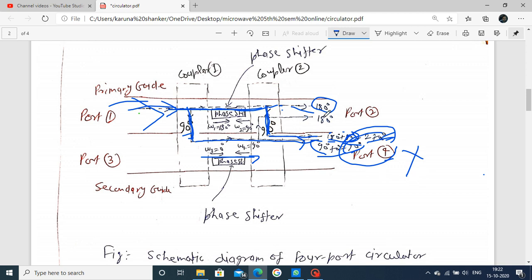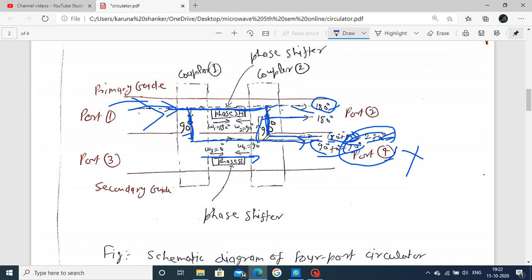When we observe this, moving from port number 1 to port number 2 side, this introduces a 180 degree phase shift. Also observe here, coupler 1 introduces a 90 degree shift and the wave moves toward your secondary waveguide, and next it moves through this one with 0 degree phase shift by your phase shifter. Now this also moves from secondary to primary. Also observe this wave.